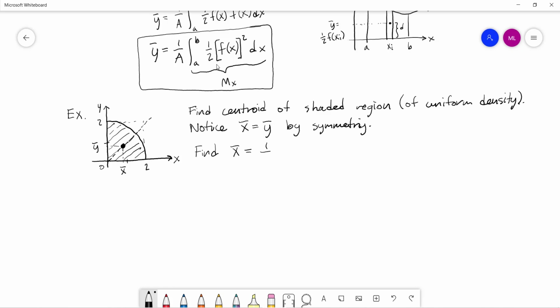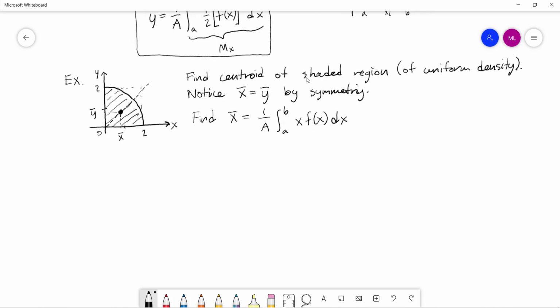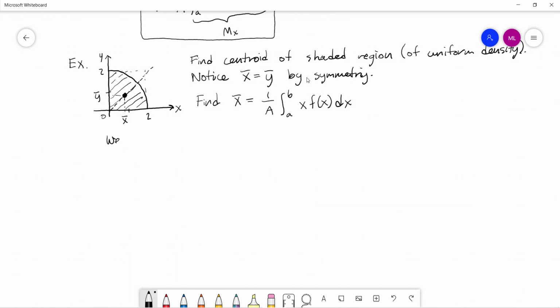which is equal to, again, 1 over A times the integral from a to b of x f of x dx. So I need to find the bounds a and b, I need to find the area, I need to figure out what f of x is for this thing. So we need all of these things. We need a, b, capital A, the area, and f of x.